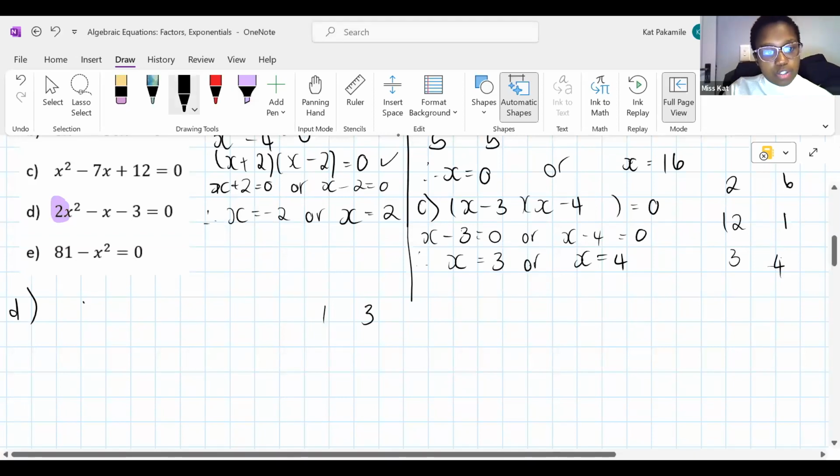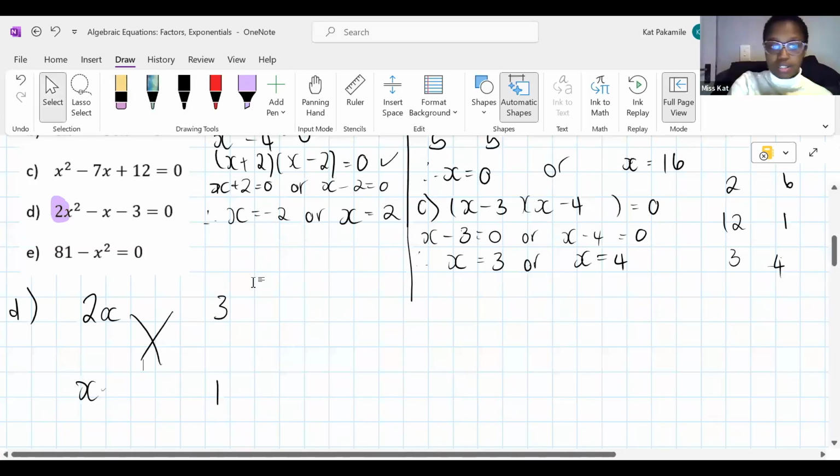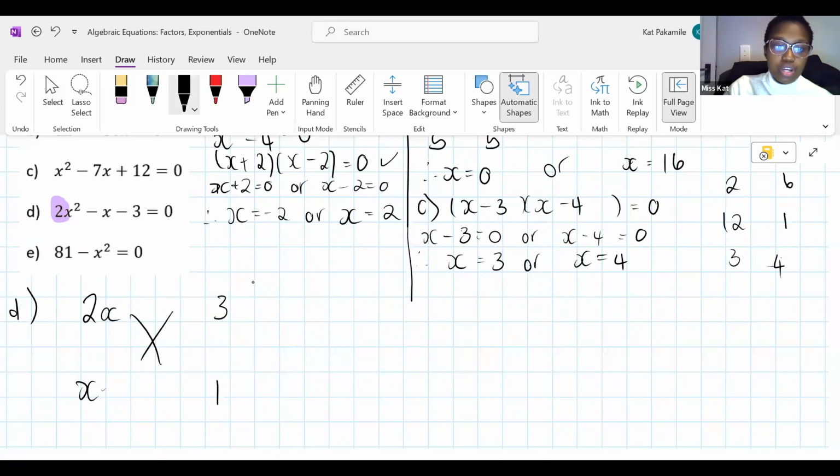So let's do the cross factors method. We're going to have a 2x and an x, right? On this side, we're going to have a 3 and a 1. Let's start with 3 at the top, 1 at the bottom. Now let's cross multiply and see what we get. What's 3 times x? Remember, we're cross multiplying, not across. There we go, 3x.